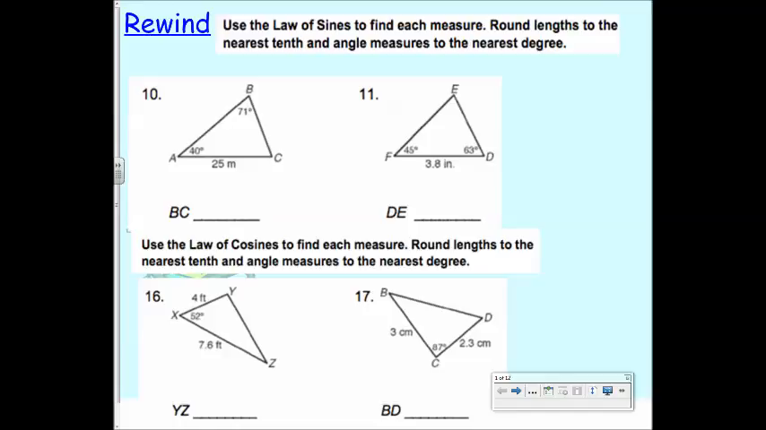So remember, law of sines is just a ratio. Law of cosines is the longer equation. It's always going to be sine for the ratio ones. It's always going to be cosine for the long equations.